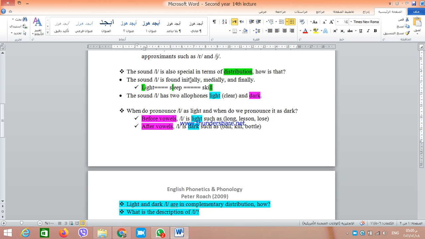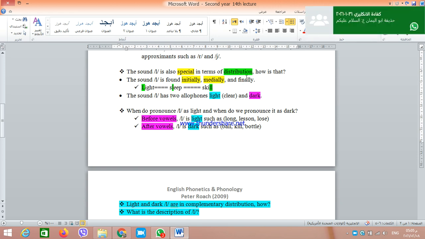Now, why is la special in terms of distribution as well? It's also special, خصوصية, because we have two allophones of the sound la, and this allophonic variation depends on the position of the la in the word or in the syllable, to be more specific. To begin with, let's agree that we can find the sound la initially, that is in the beginning of words, medially, in the middle, and finally.